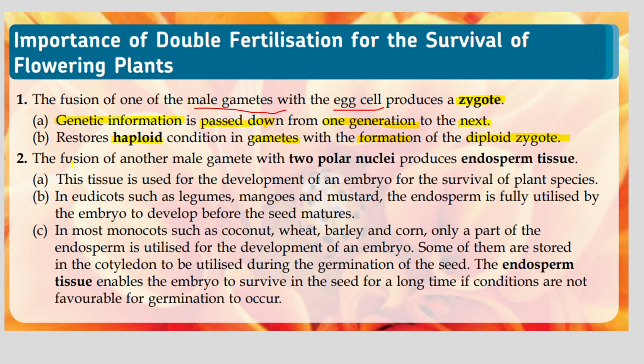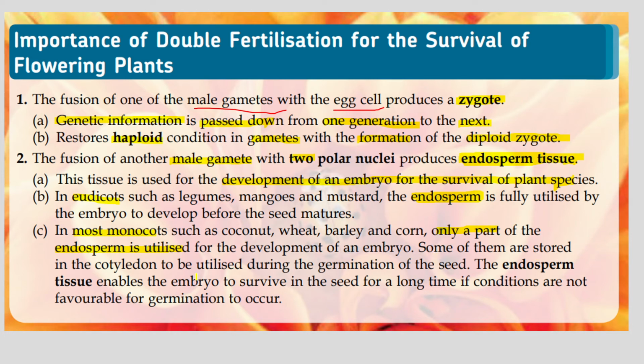Number 2, the second significance is the fusion of another male gamete with the two polar nuclei, 2 plus 1 equals 3, and that is the triploid endosperm tissue. What is significant about this tissue is that it is used for the development of an embryo for the survival of the plant species. In eudicots, they make full use of the endosperm for the embryo to develop before the seed matures. In most monocots, examples coconut, wheat, barley, corn, only a part of the endosperm is utilized for the development of the embryo.